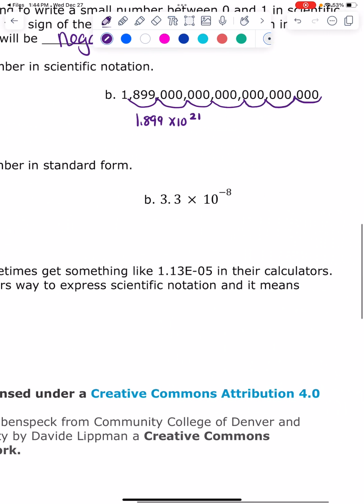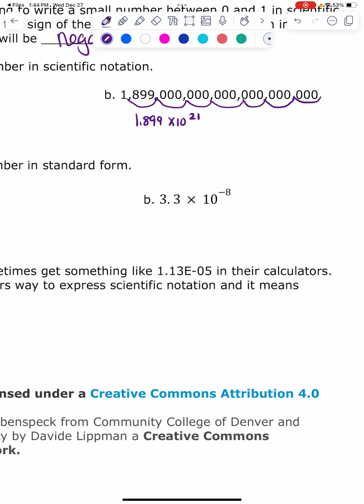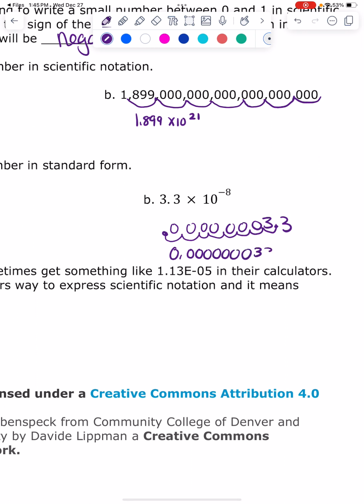And example B, I take this, I'm going to write it over to the right, and you'll see why, because I need to take this decimal and move it over 8 times. 1, 2, 3, 4, 5, 6, 7, 8. And each one of these little hops is a 0. So I'd get 0.00000033. In other words, there are 7 zeros in front of the number.